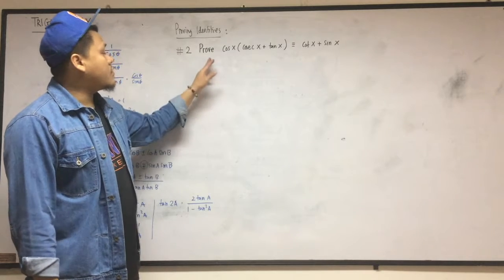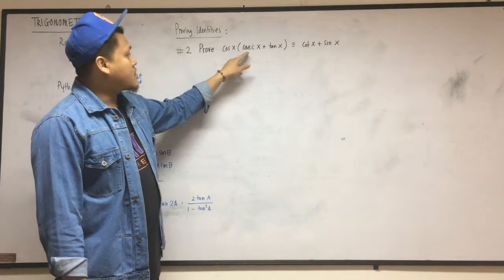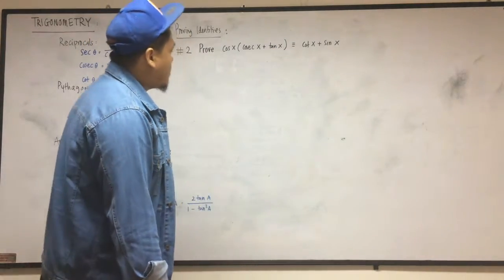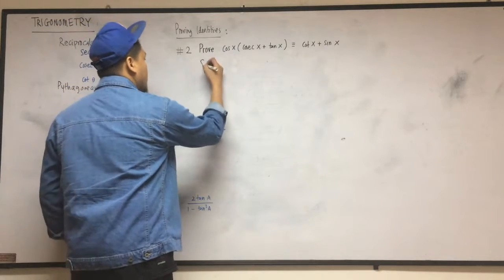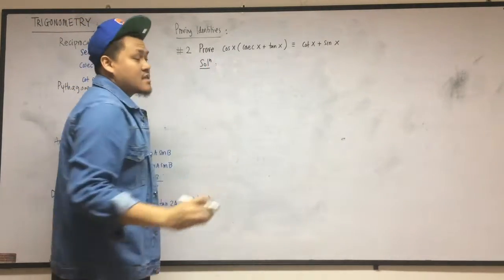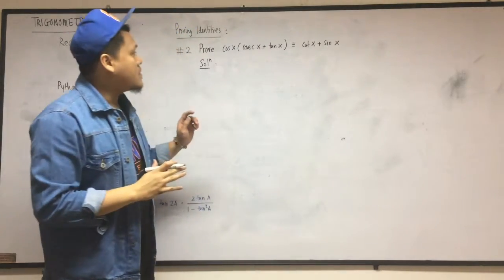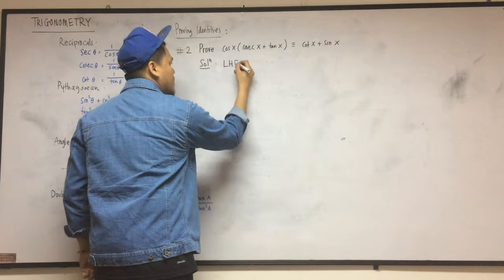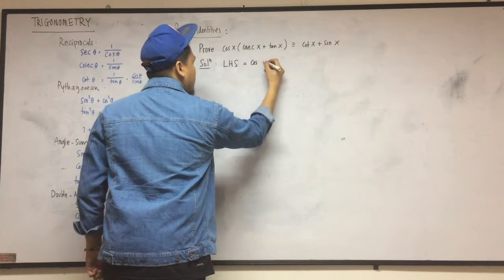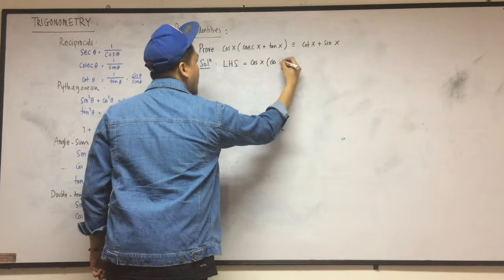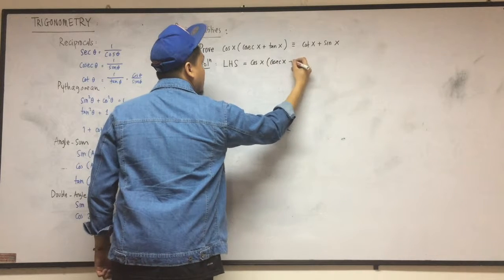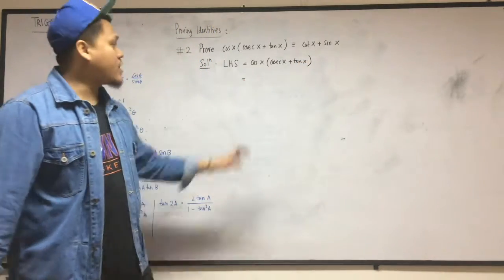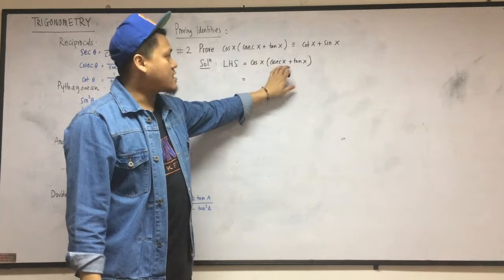We're about to prove cos x times (cosecant x plus tangent x) is equivalent to cotangent x plus sine x. Now, again, the best way to do this is to choose the side that's more complex. In this case, I would say this side is more complex, so we'll start with the left-hand side. Rewrite this again: cos x times (cosecant x plus tan x).